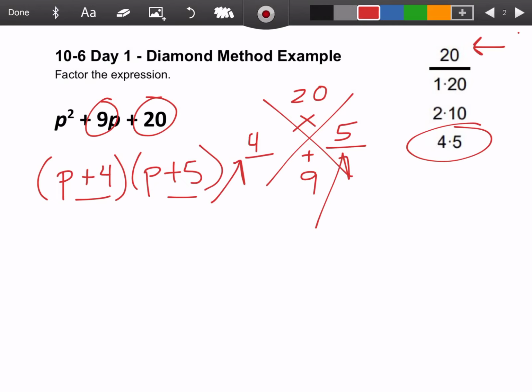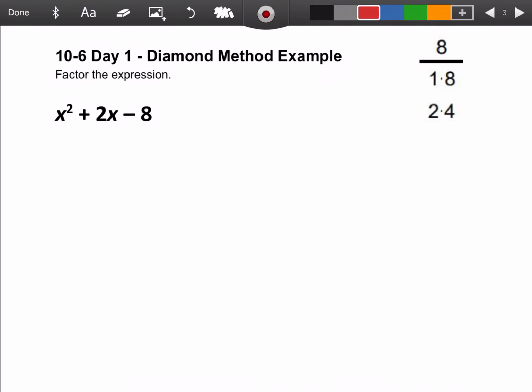So that's why we have the p plus 4 and p plus 5. Both of these examples had addition signs in between those three terms. So now let's go into an example that doesn't have two addition signs. The process is the same.